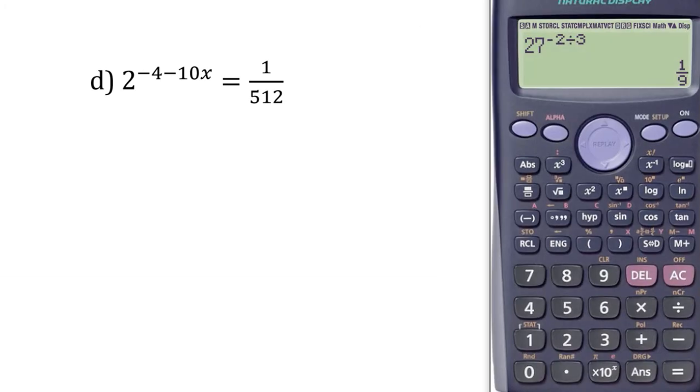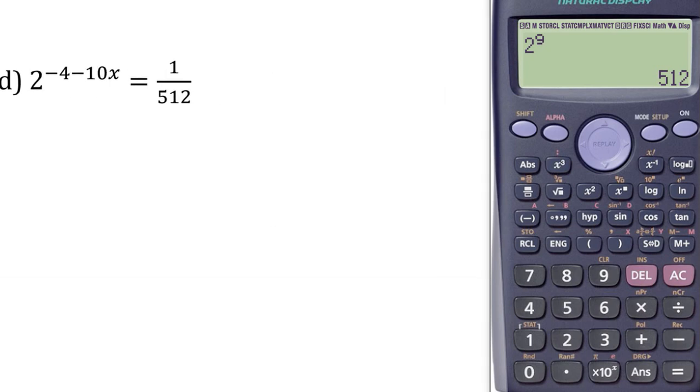And I am going to need a base of 2. So I'm going to start checking. Well, 2 to the 5, 2 to the 6, I kind of know those ones. So I'm going to try 2 to the 7. Nope. 2 to the 8. Nope. 2 to the 9 gives me the right answer. So if 2 to the 9 is 512, then 2 to the negative 9 is 1 over 512, right?